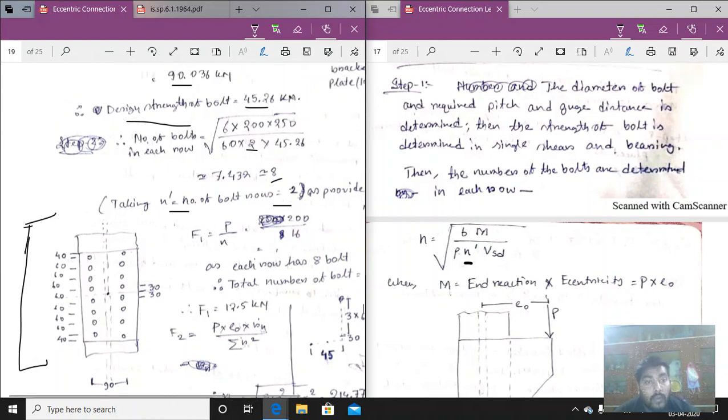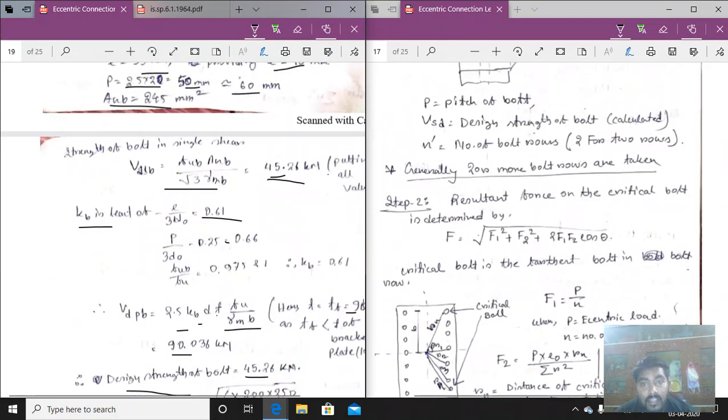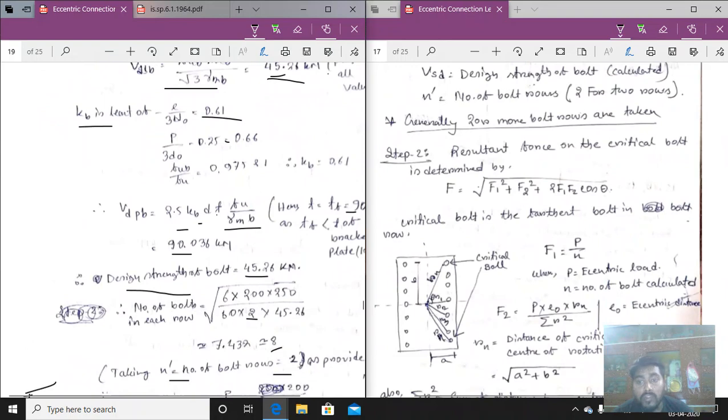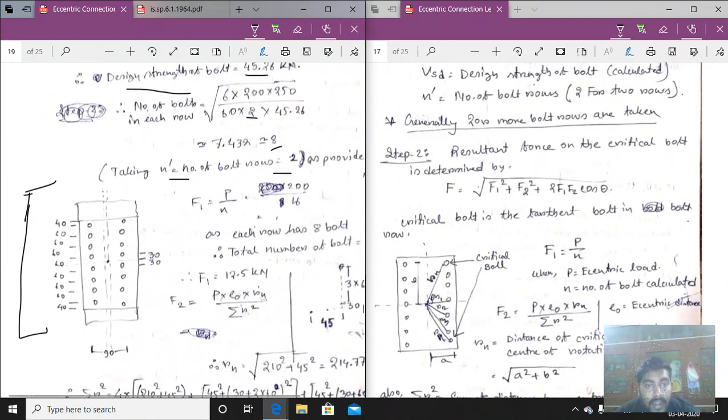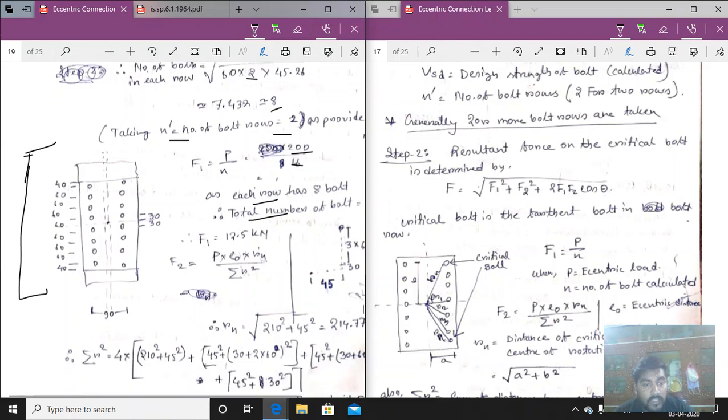Okay, now coming to the next step, the resultant force. So P1 is equal to P by N, that is P equal to 200 by 16. 200 is the applied load on one bracket. So 200 by 16, as each row has 8 bolts and the total number of bolts is equal to 16.